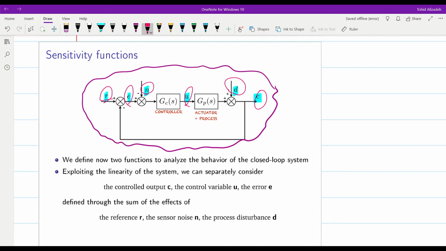So we have three inputs in the form of a reference R, sensor noise N, and the process disturbance D. And we have three outputs, which are the controlled output C, the control variable U, and the error signal, which is E.